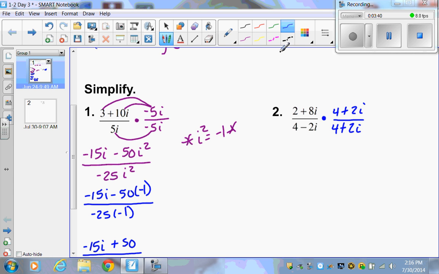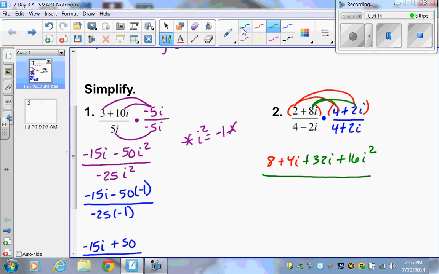So up top, we're going to have to FOIL because we have two binomials here. So 2 times 4 is 8. 2 times 2i would be 4i. 8i times 4 would be 32i. And 8i times 2i would be 16i squared.